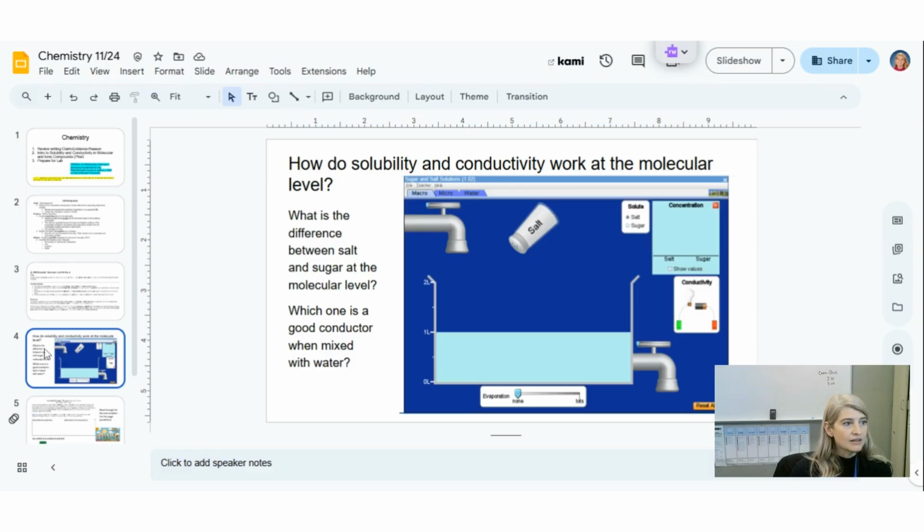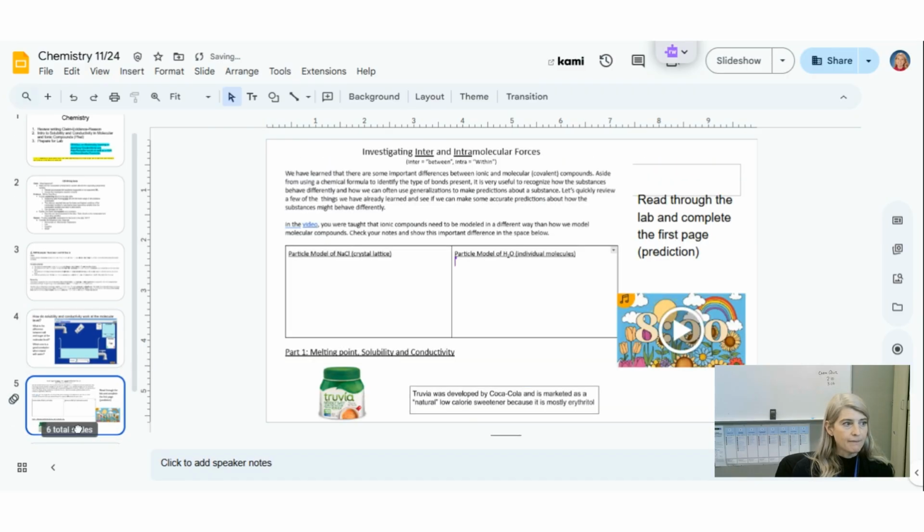Then we did a little PhET simulation, and you can look that up under solubility and conductivity, PhET, P-H-E-T. And we just looked at what was going on at the molecular level in salt versus sugar and how that affects conductivity. So salt would be a good conductor, or ionic compounds would be good conductors in water, versus molecules like sugar that would not be. So you can explore that.